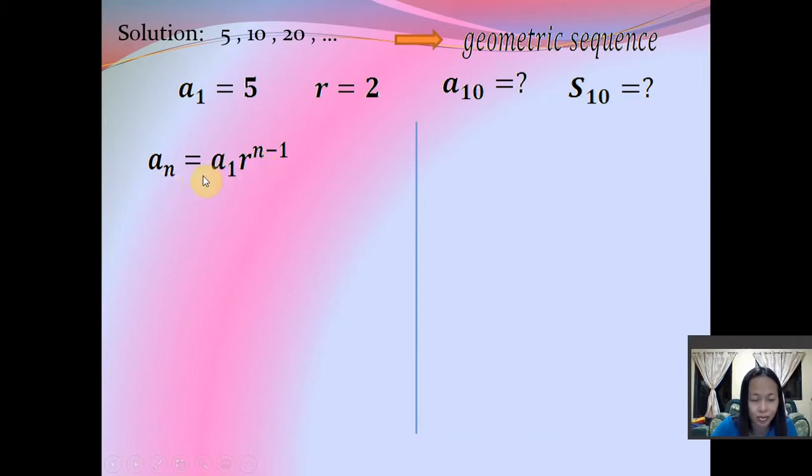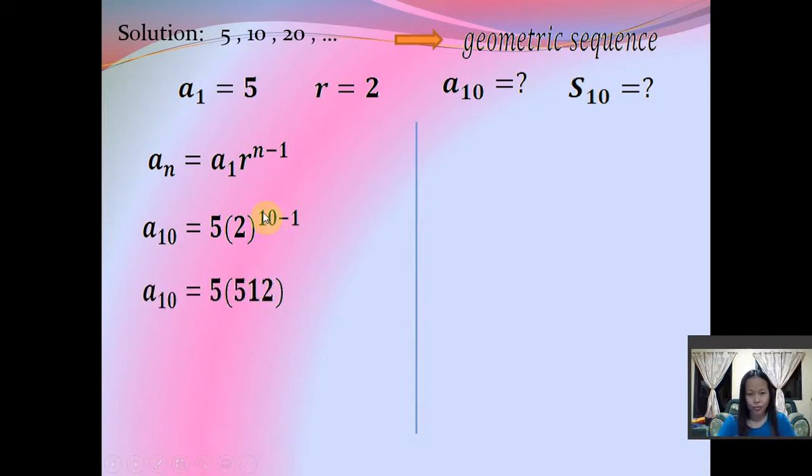is A sub n is equal to the first term times the common ratio raised to the power of n minus 1. Substituting the given information, our n here is 10, since we are talking about the 10th term. It's A sub 10, is equal to, our first term is 5, and our common ratio here is 2. And then our n again, that's 10 minus 1, so that is 9. And then you are going to raise 2 to the power of 9.